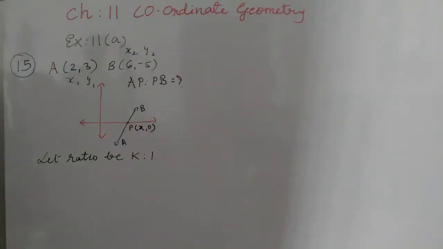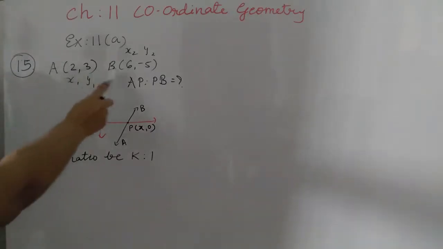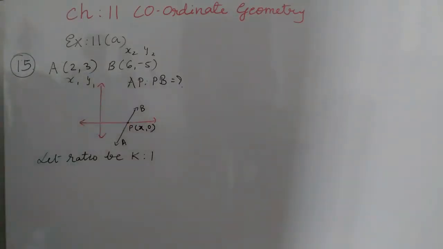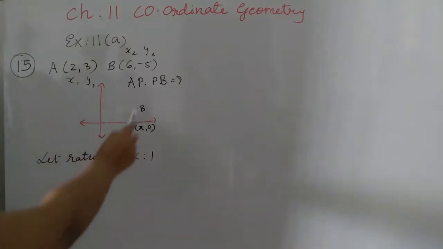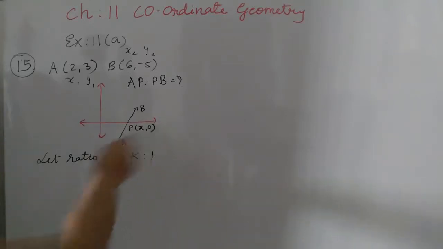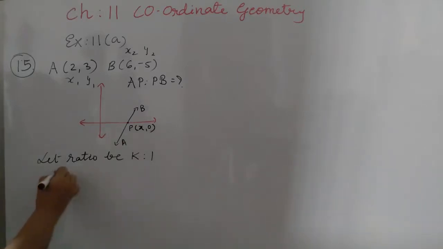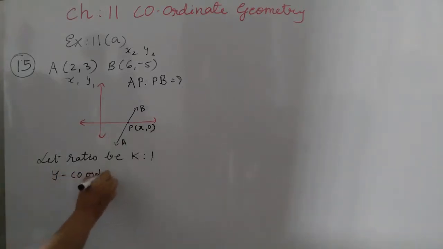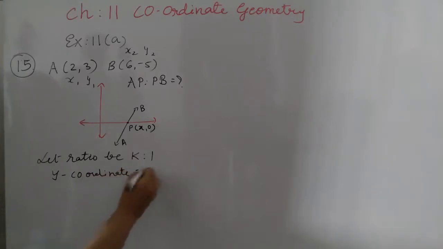In question number 15, the line joining A 2, 3 and B 6 minus 5 meets the x-axis at P. So write down the y coordinate of P and hence find the ratio AP ratio PB. So here you can see I have drawn the x and y axis. If this is line AB and this is the point of intersection which lies on the x-axis, the coordinates of P will be x, 0. It means the y coordinate will be 0. So here our first question, what is the y coordinate? I write that the y coordinate will be 0.